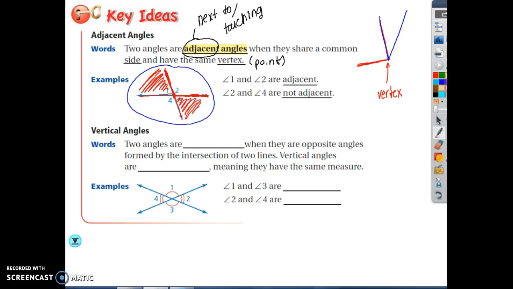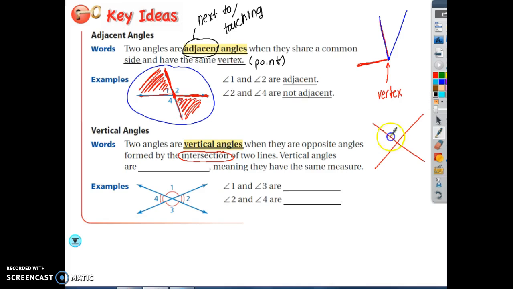There's one other type of angle relationship that we're going to talk about today, and that is the idea of vertical angles. Two angles are vertical angles. Fill that in your notes, please. Two angles are vertical angles when they are opposite angles formed by the intersection of two lines. What this means, in easier words, is that if I have two straight lines and they cross, that's what the word intersection means. They just cross. Two lines that cross. Vertical angles are opposite angles in that figure.